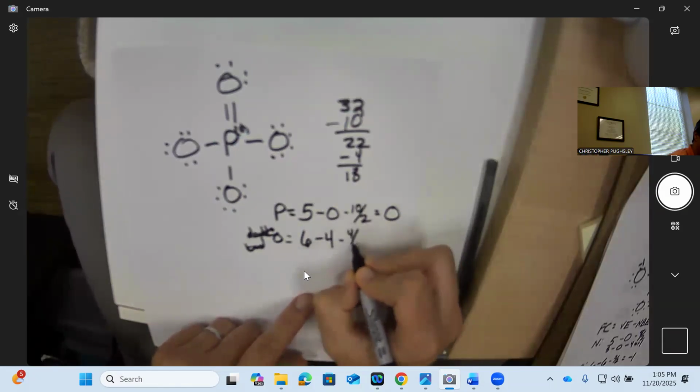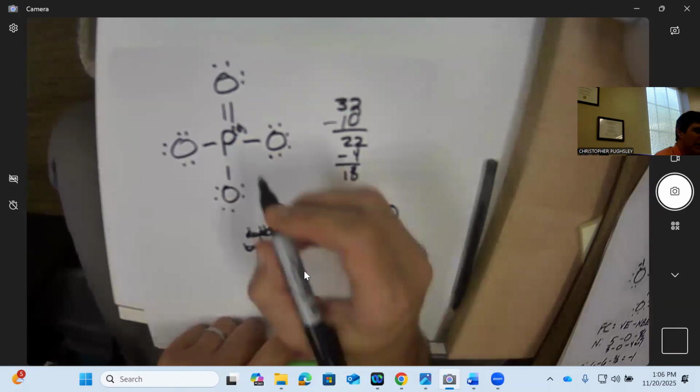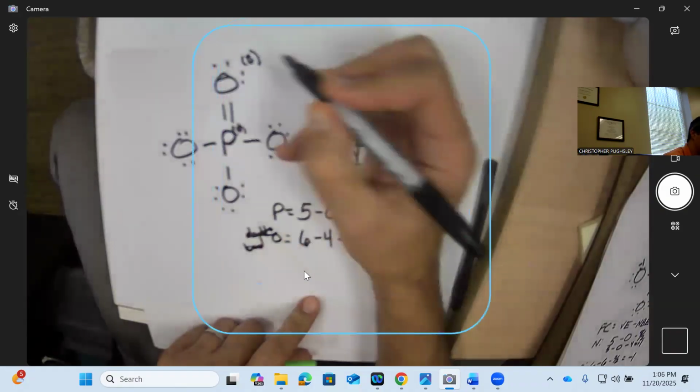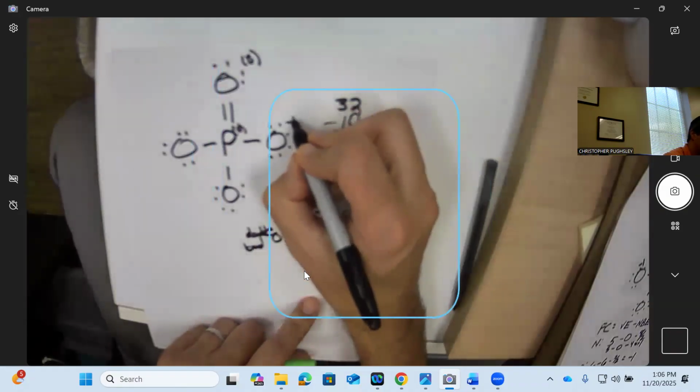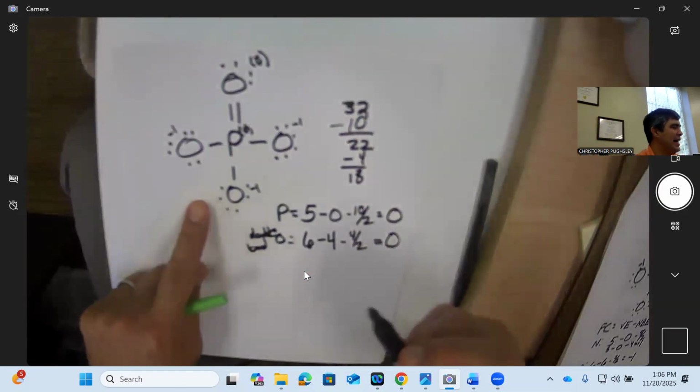And how many electrons in bonds? 4. All right, and that will equal 0 again. So this one's got a 0 charge too. And we've already calculated the other ones. These are -1. That is a better structure because it has fewer charges.